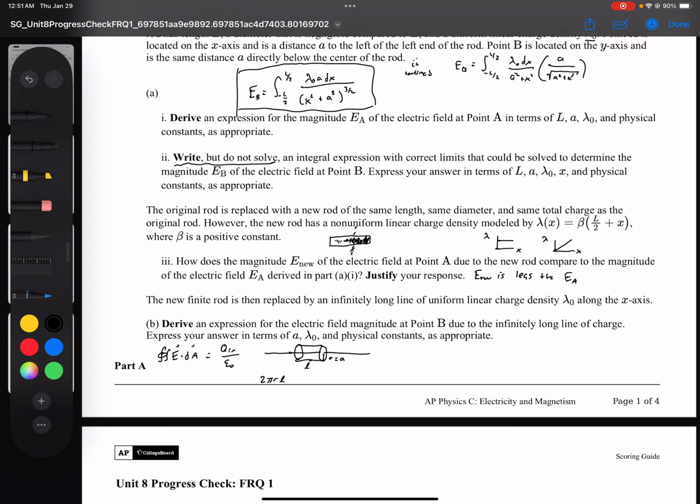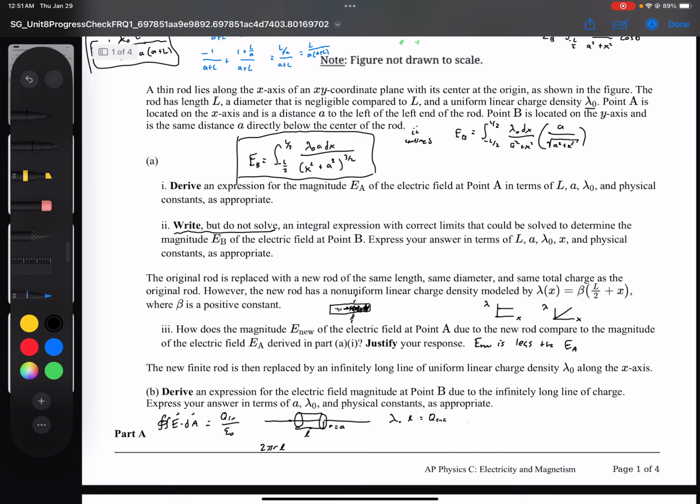Now when I set up Gauss's law, I know that the charge distribution times L is going to equal the charge enclosed in the cylinder. So I have some charge distribution of this wire, and if I look at a certain length of the wire, I want to see how much charge is enclosed in that piece of wire. Well, I just take the charge density times how long that piece of wire is, and that tells me the total charge.